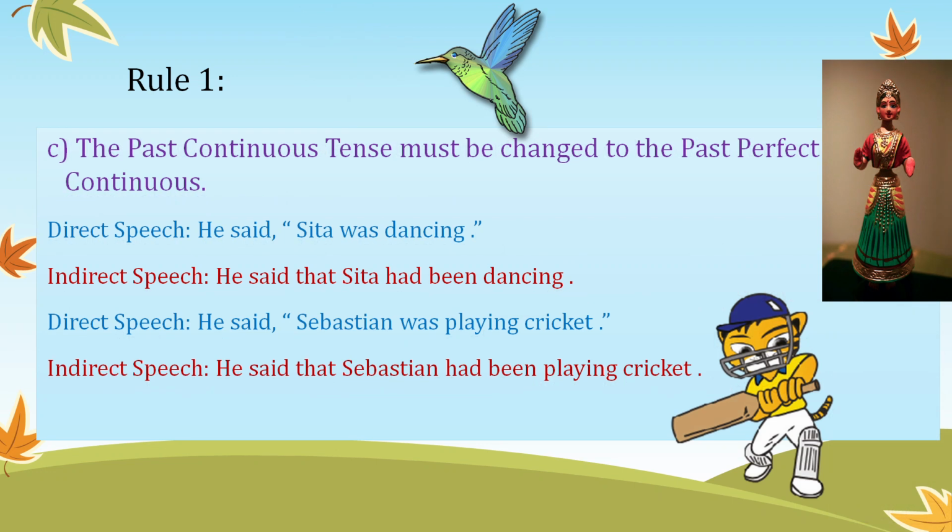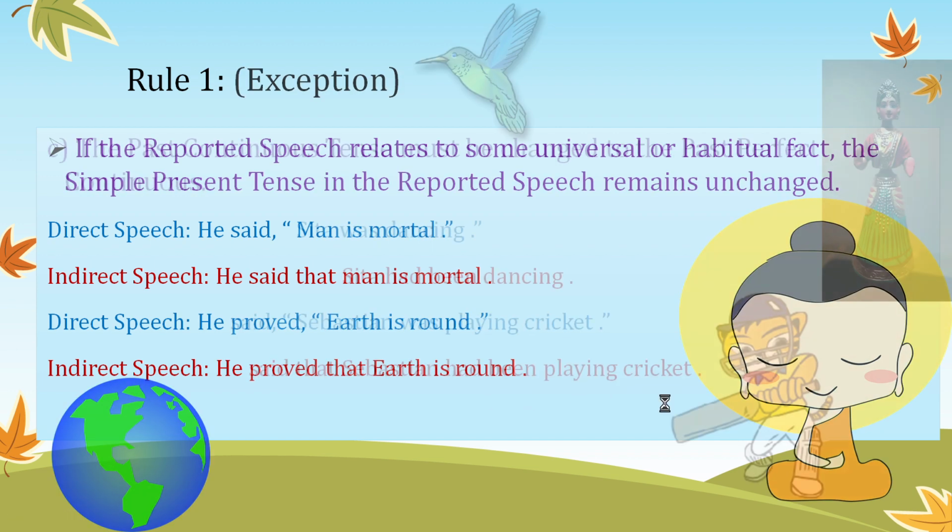Rule 1, part C. The past continuous tense must be changed into past perfect continuous. Okay, past continuous will be changed into past perfect continuous. He said, Sita was dancing. It's a past continuous tense. We will change it into past perfect continuous tense. Indirect speech, he said that Sita had been dancing. Was is changed into past perfect continuous, had been dancing. He said, Sebastian was playing cricket. He said that Sebastian had been playing cricket.